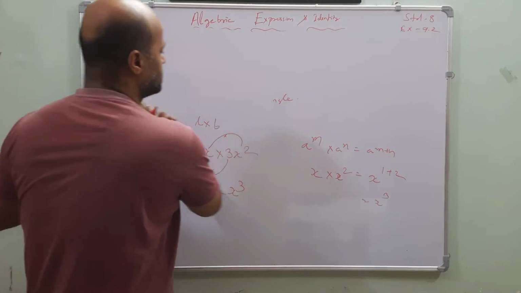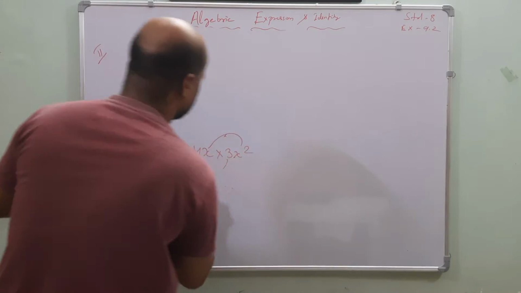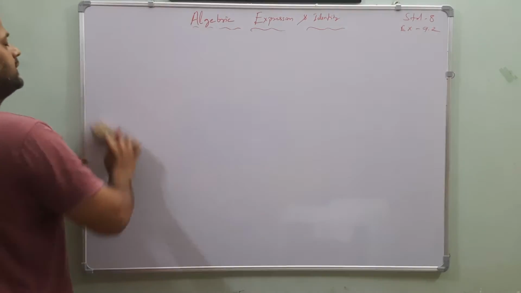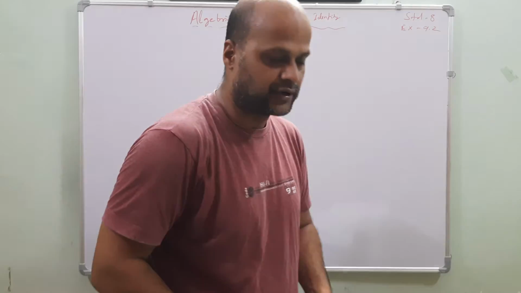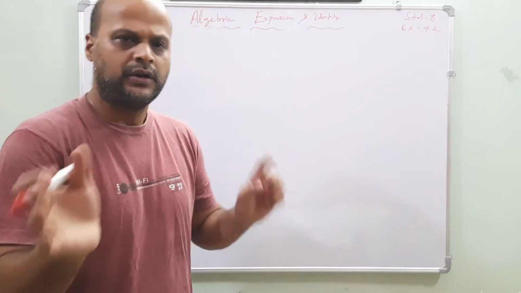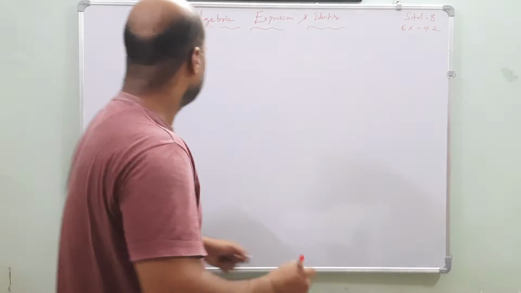Let's go to the third one. In the third one, a box is given and it's saying that you have to complete the box by finding the product of the two monomials. Okay, let's draw the box.